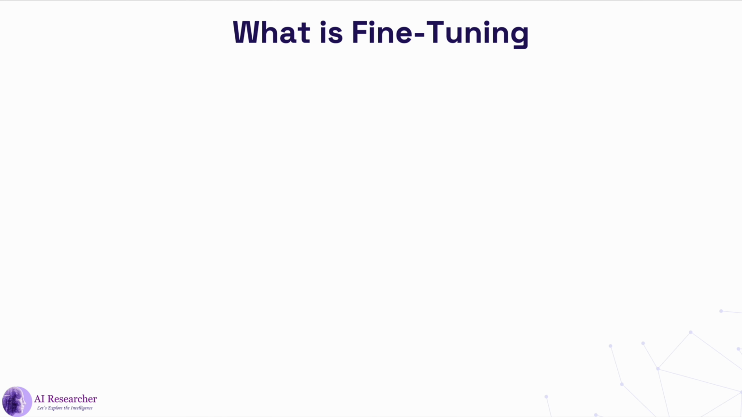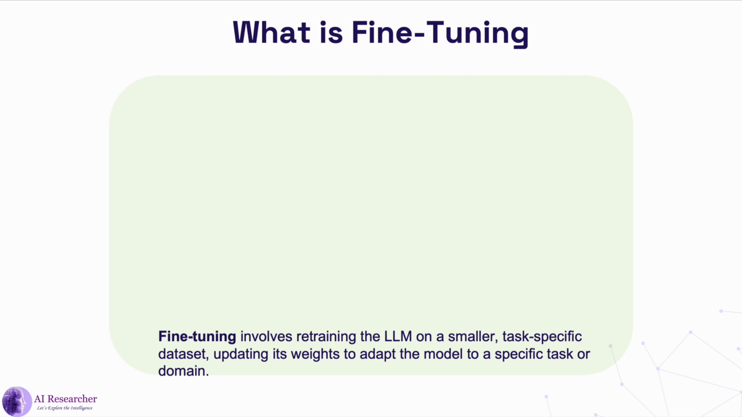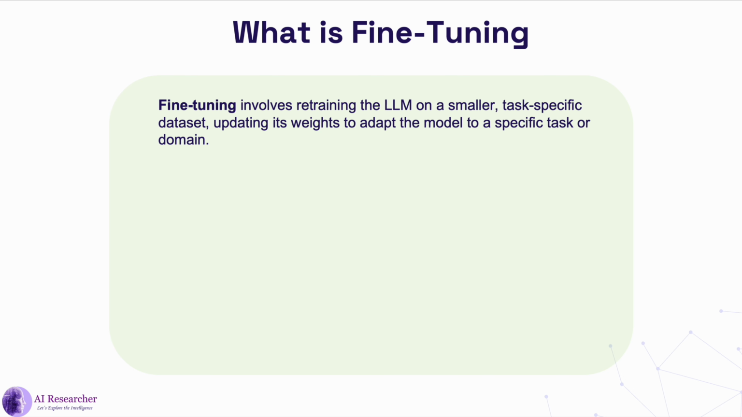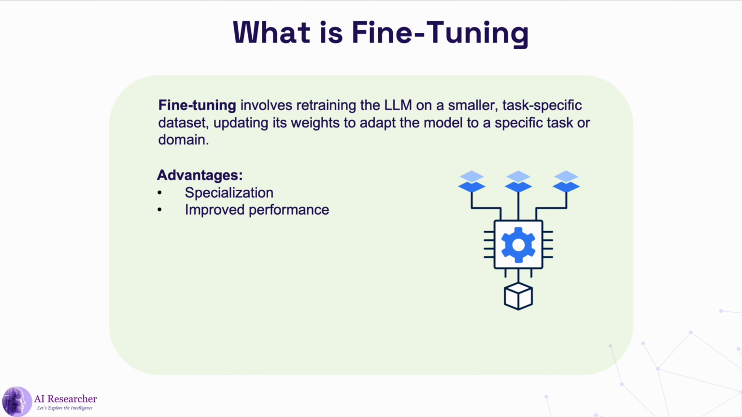As you know, fine tuning is a process of retraining a pre-trained large language model on a smaller, domain specific data set, and this actually helps the model to specialize in a particular task, and it also improves the accuracy. So what are the advantages with this? The model gets better at a specific task, and second, it improves the performance. The model adapts better than the generic pre-trained model.